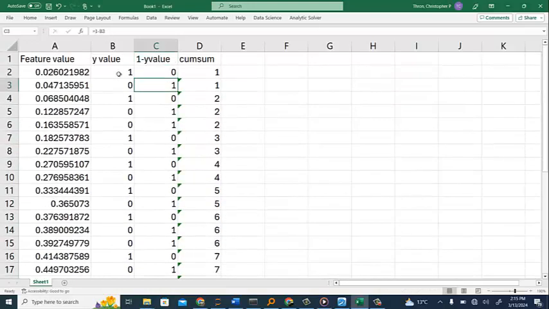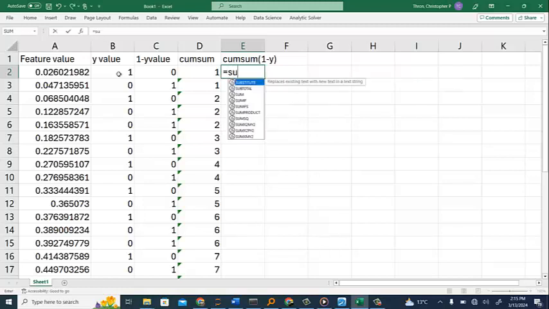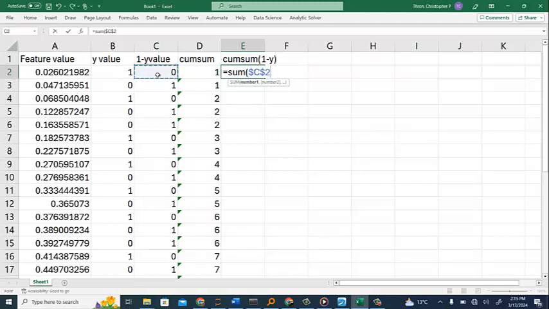All right, so you can see that whatever's a 1 becomes a 0. Then I take the cube sum of 1 minus the y value. And you can see that this is going to be a sum, beginning at the first one. Fix the value. Fix the value. And then go to C2.